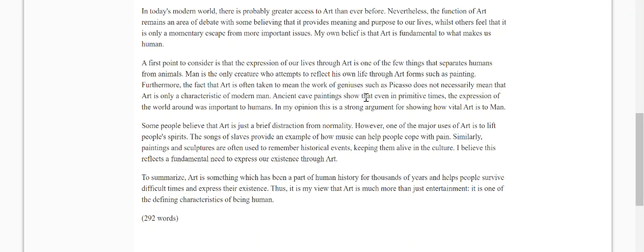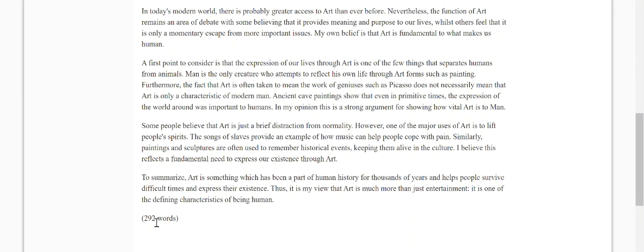دو تا چی داشتیم؟ دو تا سایت داشتیم. یکی میگه آرت چرته، یکی میگه آرت خوبه. تو چی میگی؟ My own belief is that art is fundamental to what makes us human. تمام شد. Look, this writing is 292. It is a little bit much than you would get a good mark.